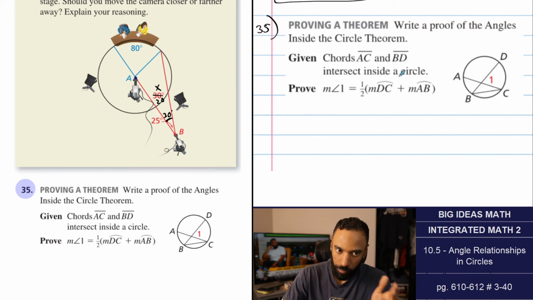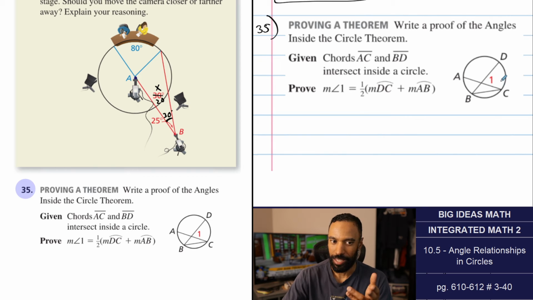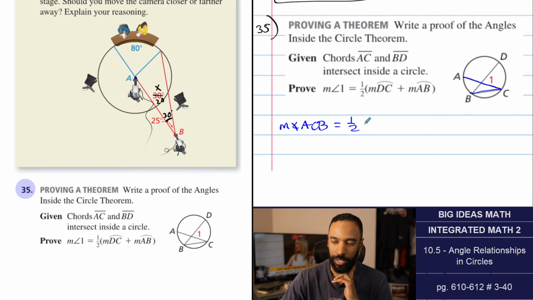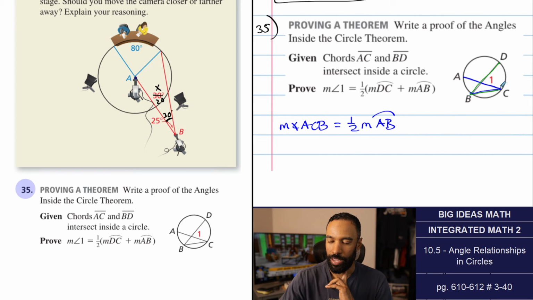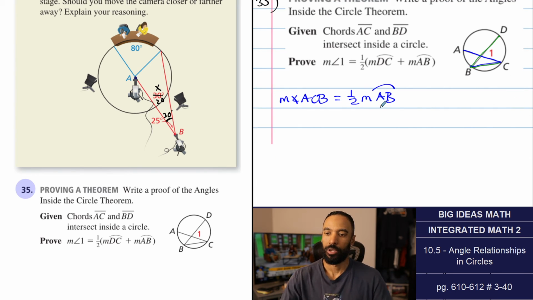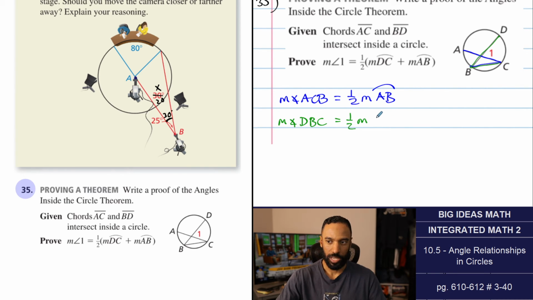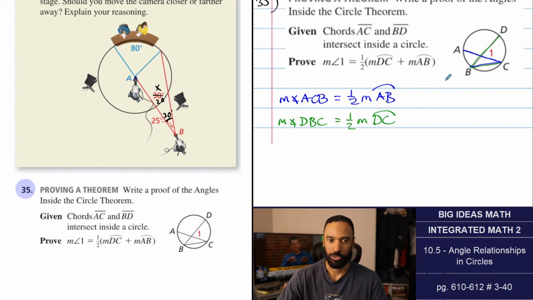Let's look at measure of angle ACB right here. So that guy, inscribed angle, right? Measure of angle ACB will be half the measure of arc AB. And if you look at this other one, measure of angle DBC is half the measure of arc DC, or should I say CD? It doesn't really matter. See, the only thing is this is great for a theorem, it's just not going to help you remember the formula.